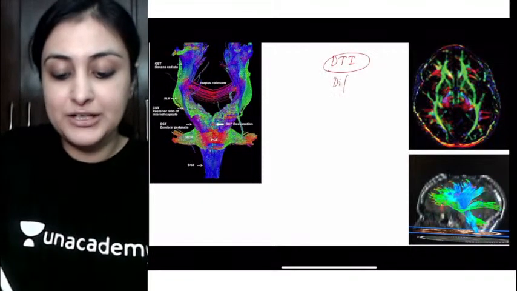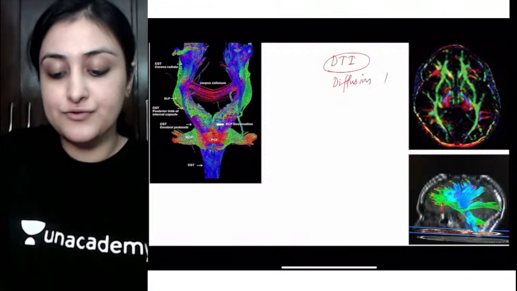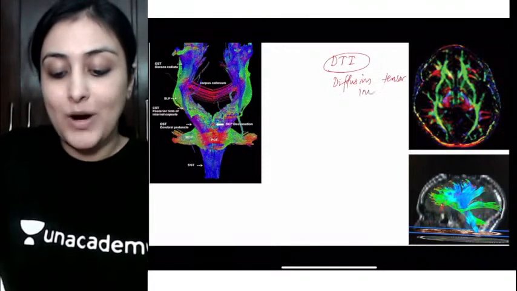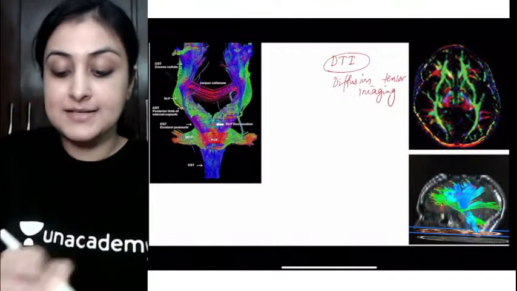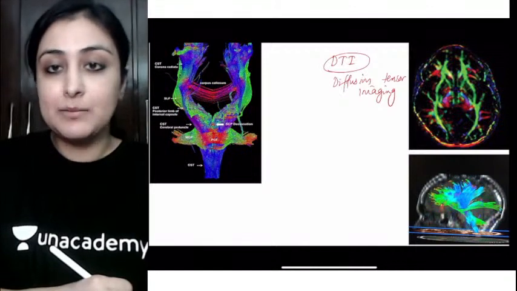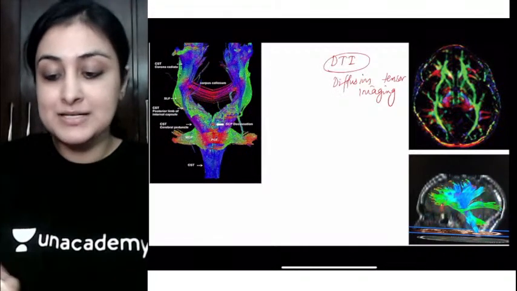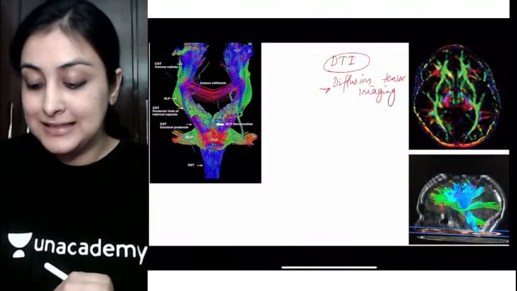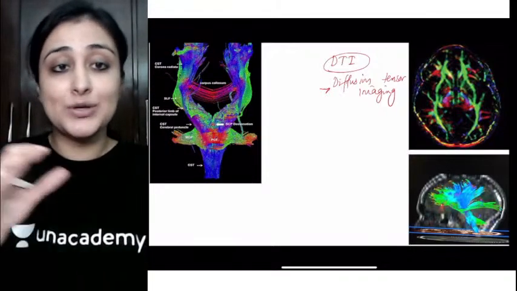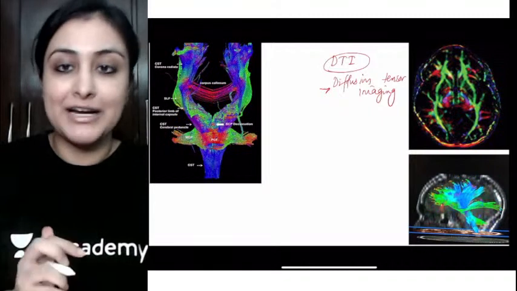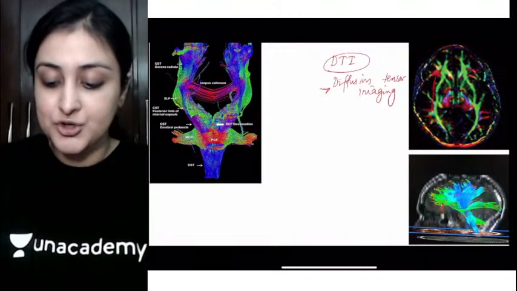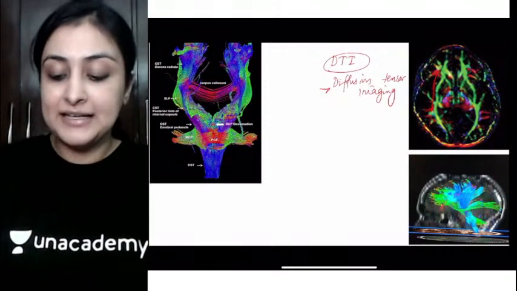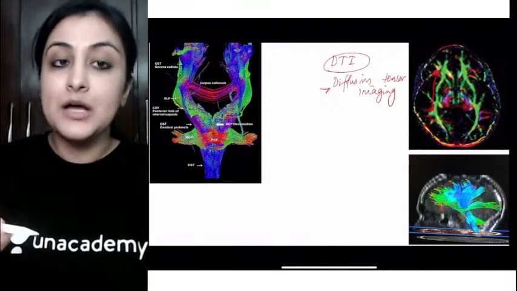So diffusion tensor imaging, which is very useful for evaluating white matter tracts. Anytime I want to see white matter tracts, I can use this DTI, which will be color coded. You see these three colors, green, red and blue, which are color coded depending on the direction of the white matter tracts. Like you are seeing these longitudinal fascicles which are going anterior to posterior, so they are coded green.